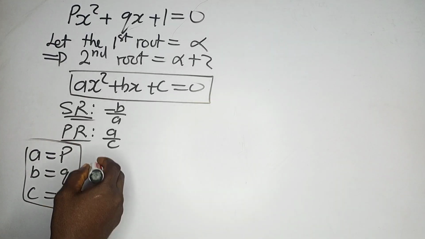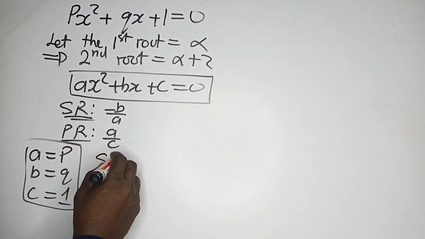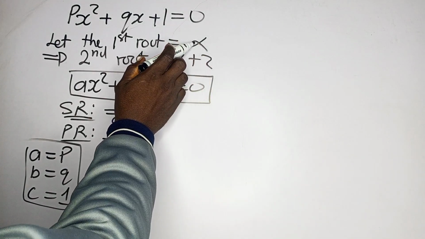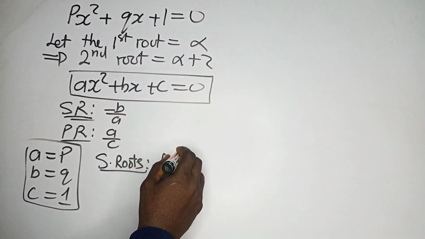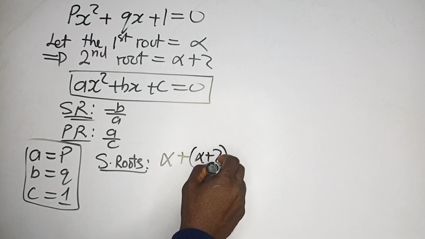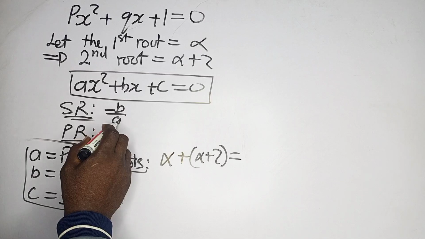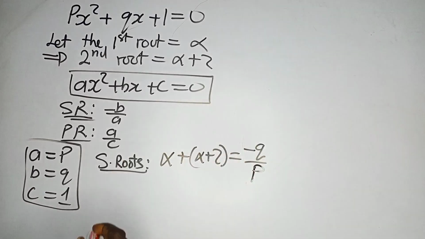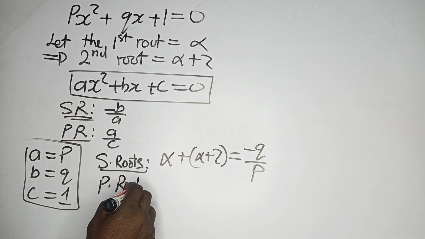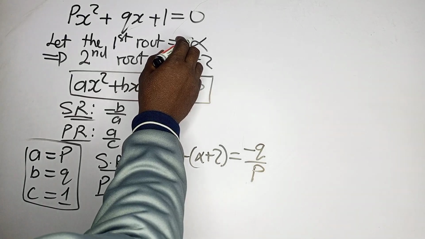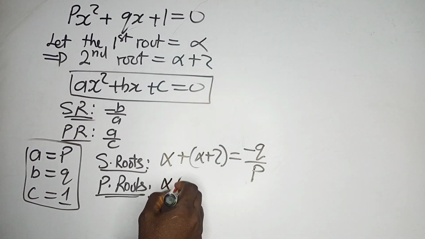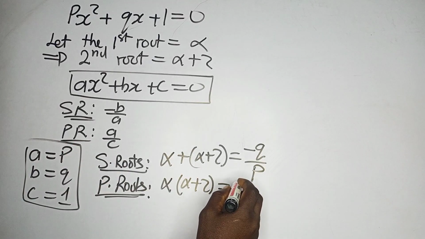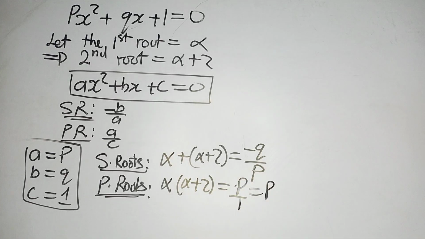Okay, so let's find out now what we have as sum of roots. Sum of roots means we add up the roots. The roots are alpha and alpha plus 2, so alpha plus alpha plus 2. The sum of roots is minus b all over a. Our b is q, so it's minus q all over p. Product of roots means we take this root multiplied by this root, alpha multiplied by alpha plus 2. Product of roots is c all over a. Our c is 1 and our a is p. That simply gives us 1 over p.